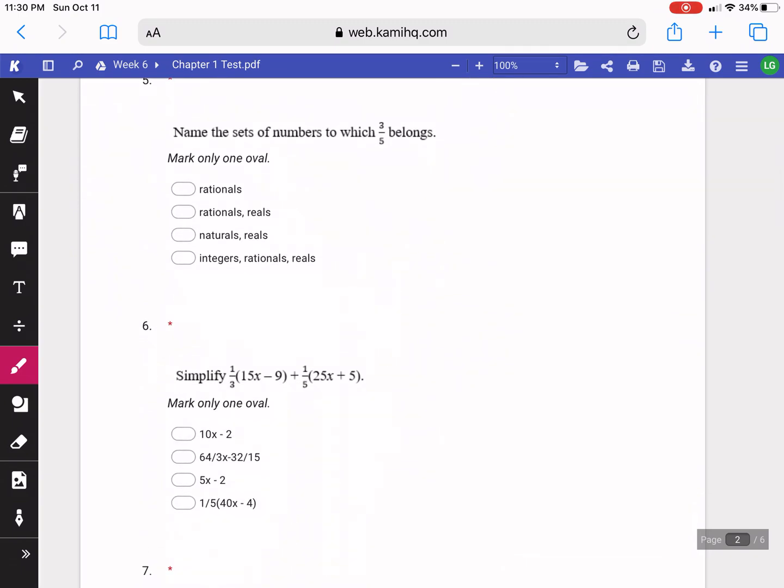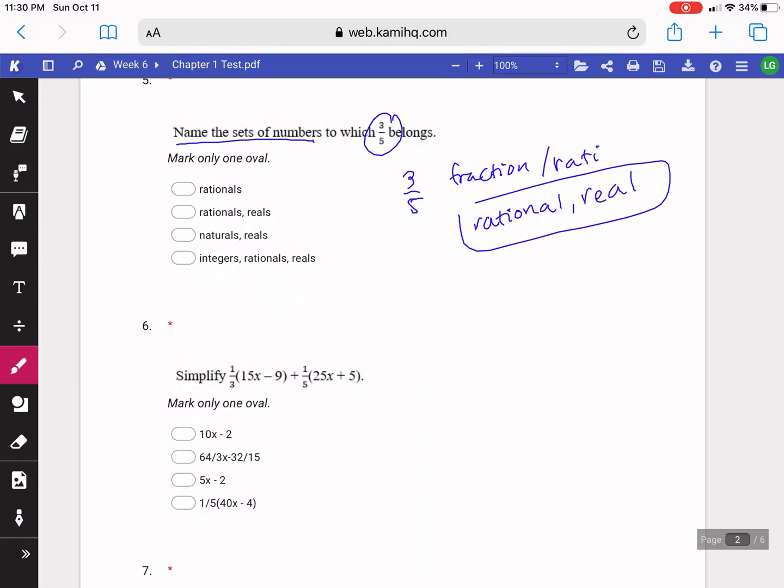Here they wanted us to name the sets of numbers to which 3/5 belongs. 3/5 is a fraction. Remember, fractions are also called ratios, so this is rational. And a lot of you put rational, but you forgot all numbers are also real. So this one was rational and real.